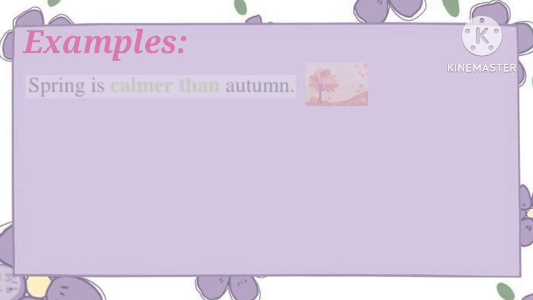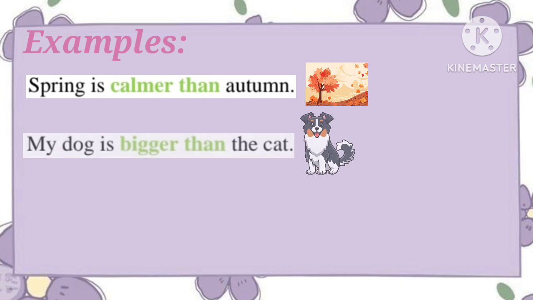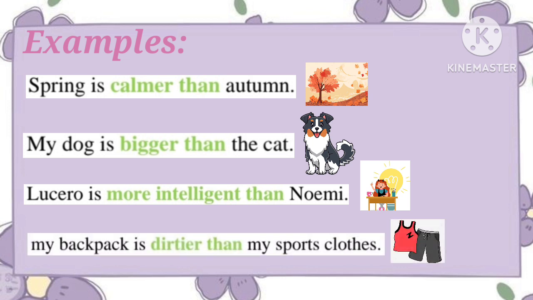For example, spring is calmer than autumn. My dog is bigger than the cat. Lucero is more intelligent than Noemi. My backpack is dirtier than my sport clothes.